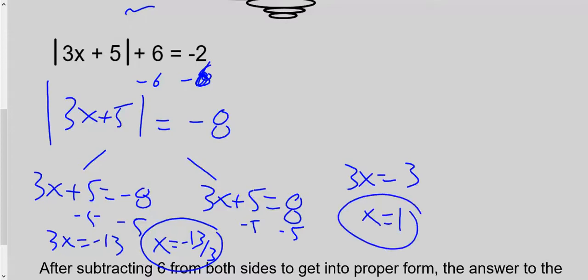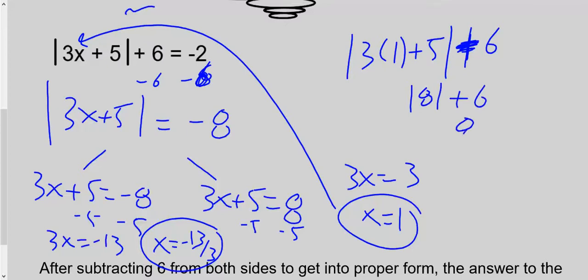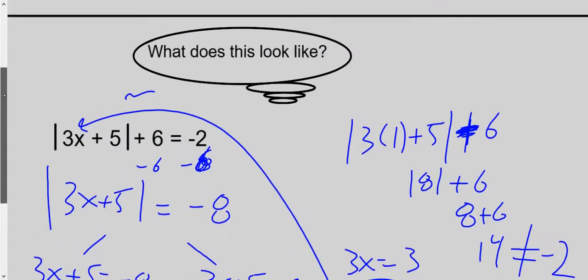Okay, so now if I plug this in here, let's just start with this one. Let's plug 1 in there. 3 times 1 is 3, plus 5, plus 6. So that's 8, absolute value of 8, plus 6, that's 14. Definitely does not equal negative 2. So what happened? I did all my math right, I plugged in, it doesn't work. Now the problem is right here.